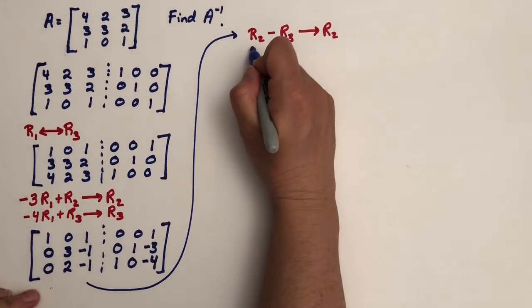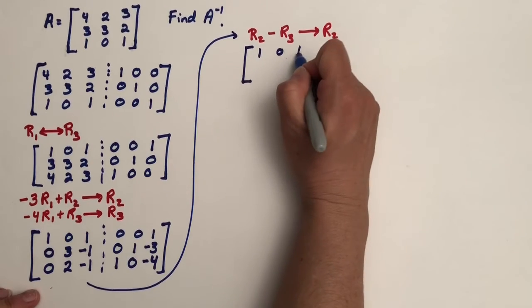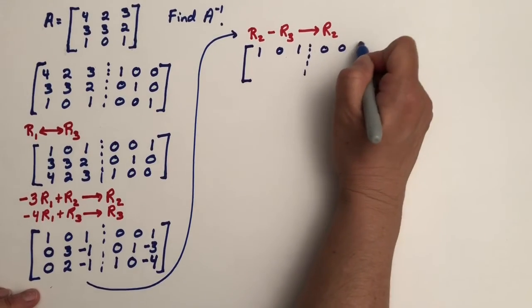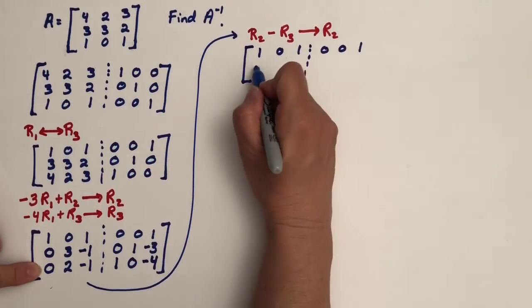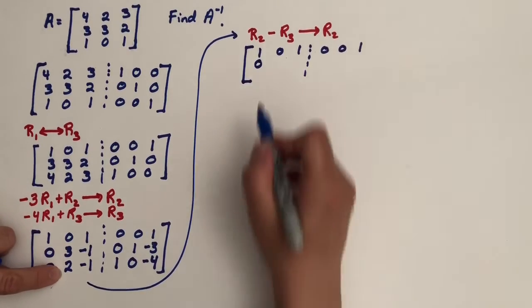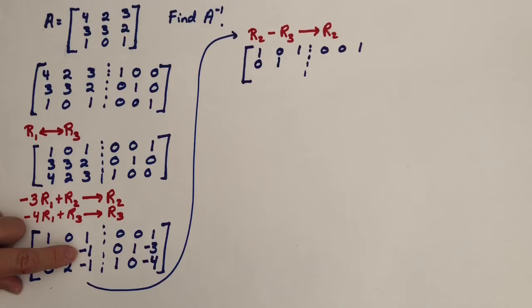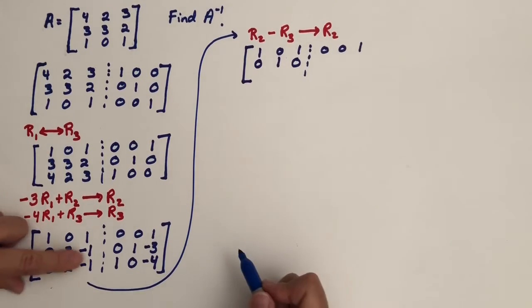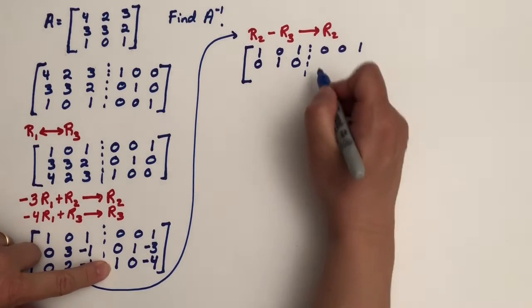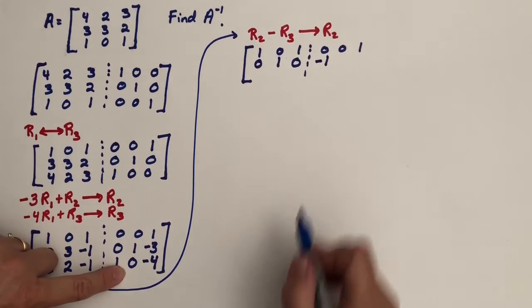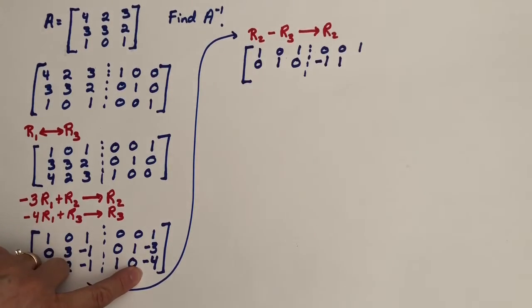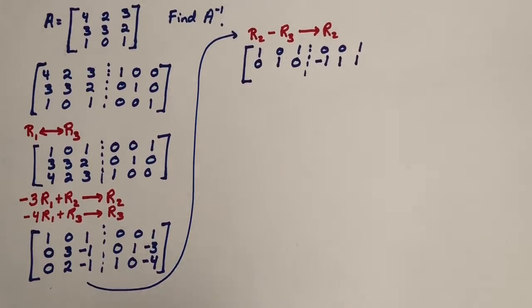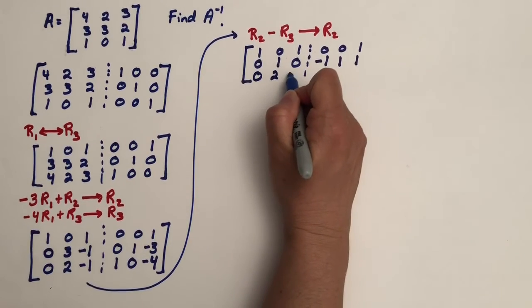So row 1 is unchanged, 1, 0, 1, with our 0, 0, 1. And now we're going to do the subtraction. Here we go. 0 minus 0 is 0. 3 minus 2 is 1, and that was our goal. -1 minus -1 is 0. 0 minus 1 is -1. 1 minus 0 is 1. -3 minus -4 is 1. And let me write in row 3.